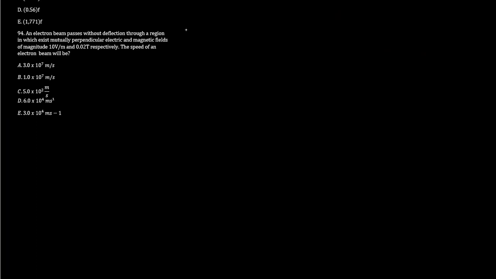Number 94. An electron beam passes without deflection through a region in which exist mutually perpendicular electric and magnetic fields of magnitude 10 volts per meter and 0.02 teslas respectively. The speed of an electron beam will be, so we have the equilibrium of forces felt by the electron as it is moving undeflected will be given by Eq, which is the strength of the electric field, be equal to B eq of V, where V is the speed or velocity with which the particle or the electron beam is moving.